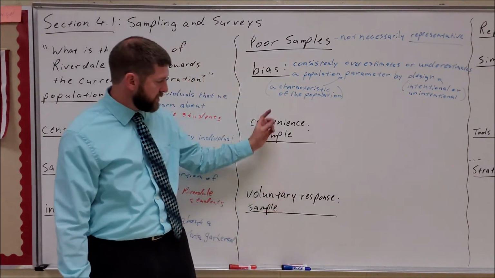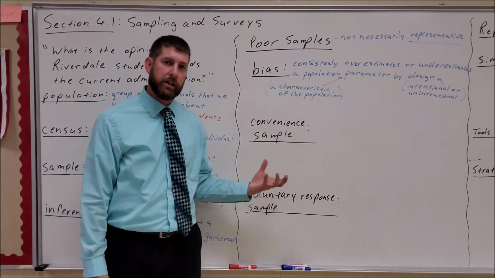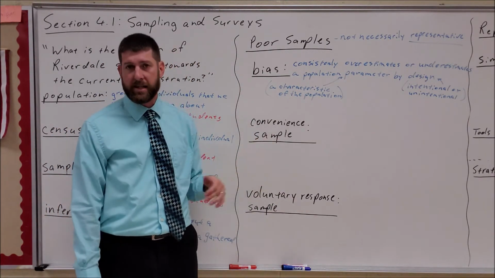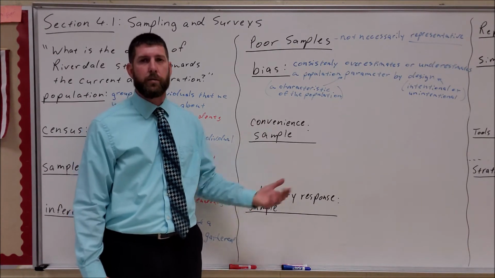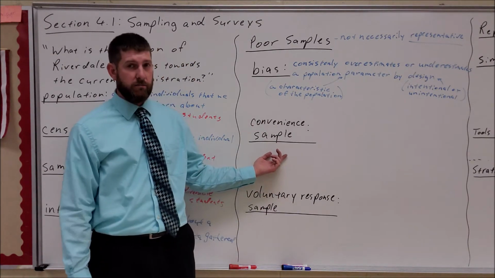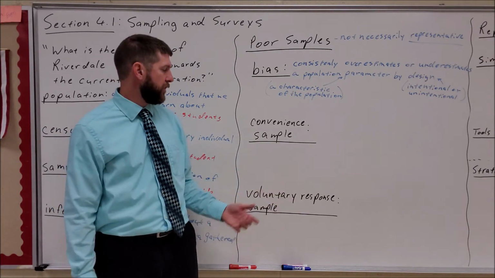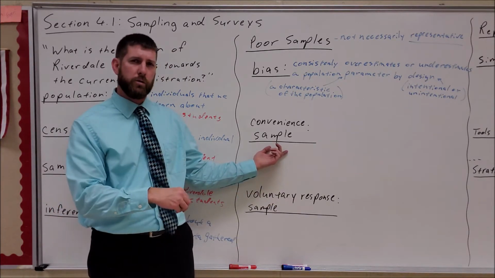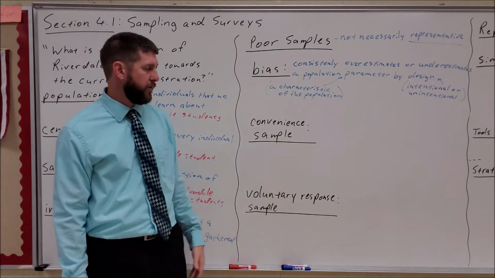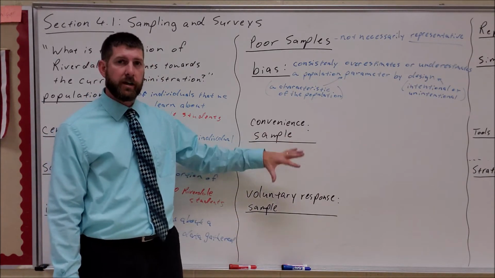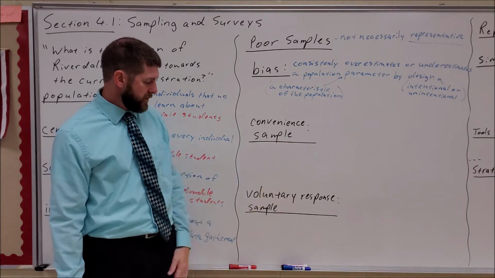Now, these first two samples are inherently going to have the potential for bias. They may not. We could do these and still get a nice representative sample, but it's just luck of the draw, chance, if that happens. Because we're not putting a lot of controls on it, we usually assume that there's bias involved. Remember, overestimating or underestimating from these two groups.